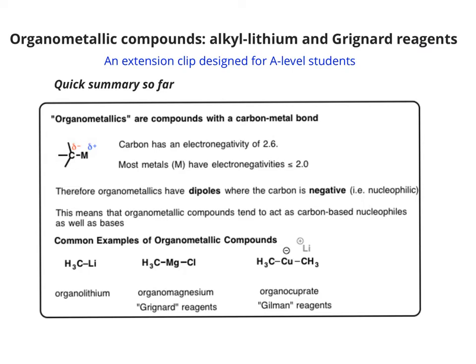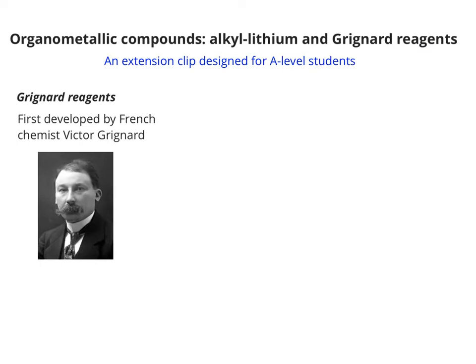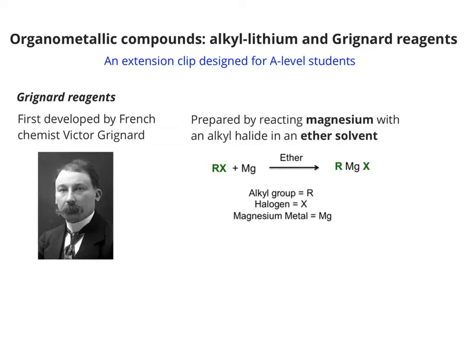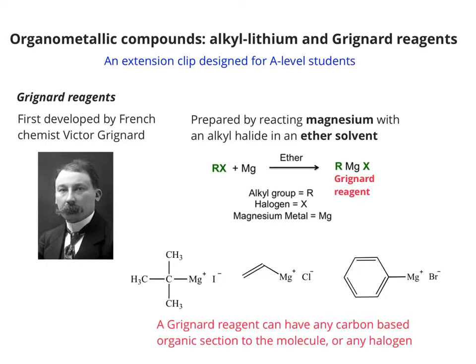So they were first developed by a French chemist called Victor Grignard, and it's quite straightforward to make them. All you have to do is take magnesium and react it with an alkyl halide of some kind in an ether solvent like we talked about a moment ago. And that gives us our Grignard reagent on the right hand side there. So here's some examples of Grignard reagents. You can see that you can have any halogen or any carbon-based organic section of the Grignard reagent molecule.